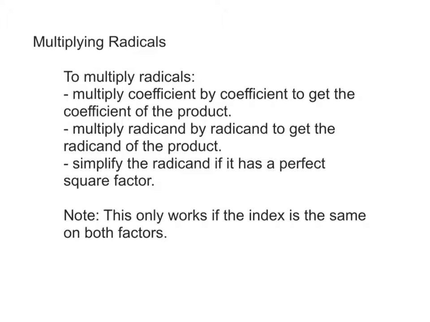To multiply radicals, multiply the coefficient by the coefficient to get the coefficient of the product. So let's look at if we had just 2 root 3 multiplied by 4 root 2. Multiply the coefficient by the coefficient. So which numbers there are the coefficients? 2 and 4. Multiply them together. 8. And then multiply radicand by radicand to get the radicand of the product, I should say.